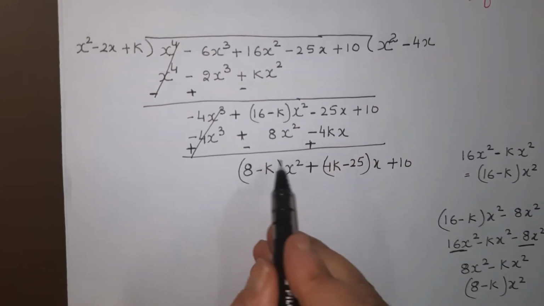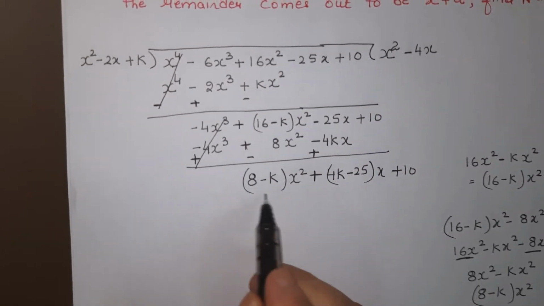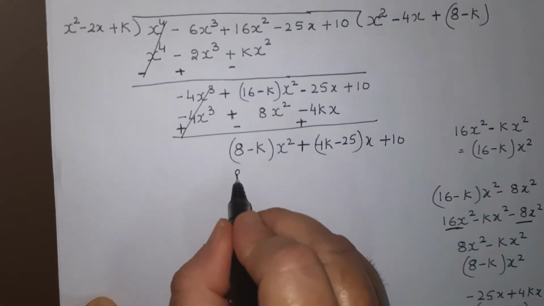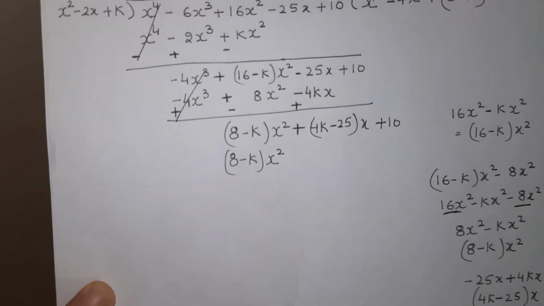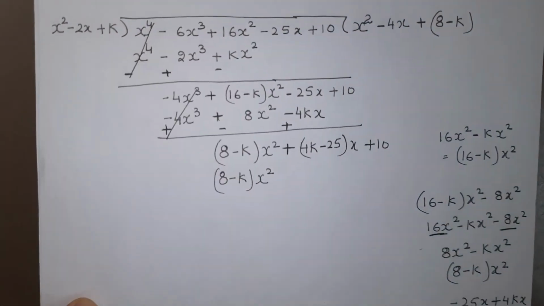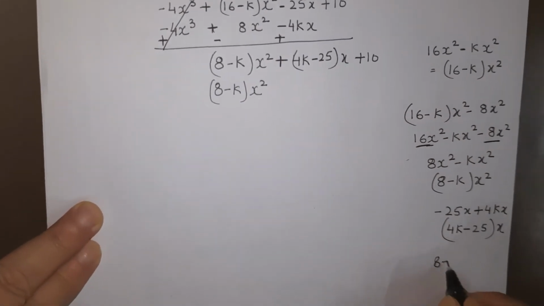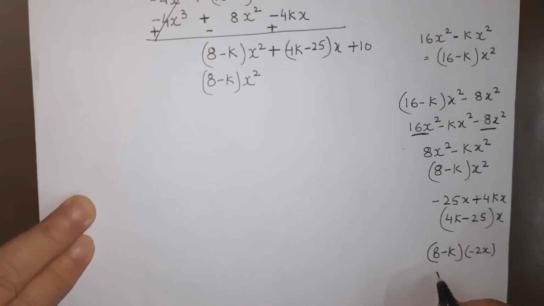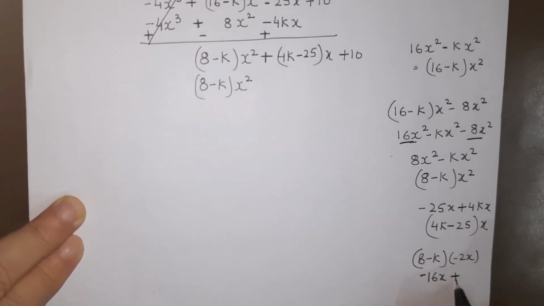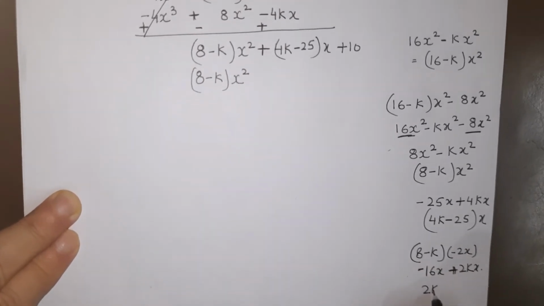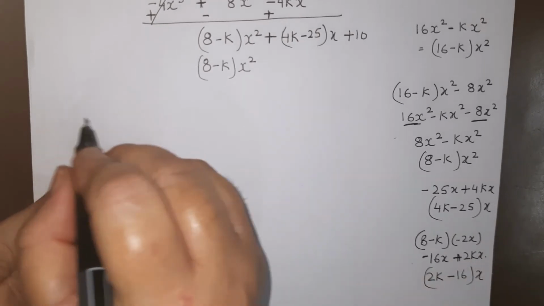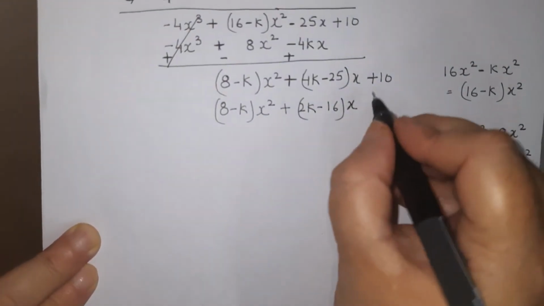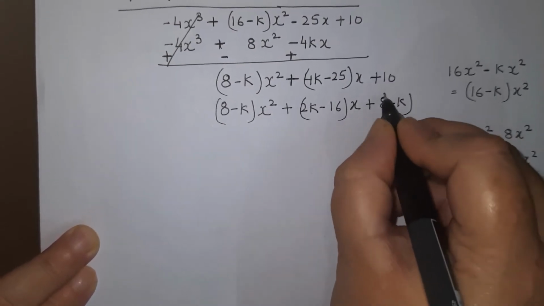Now the next term of the quotient will be this divided by x square. So it is 8 minus k. So 8 minus k multiplied by x square is 8 minus k x square. 8 minus k multiplied by minus 2x can be written as minus 16x plus 2kx, which becomes 2k minus 16 x. So this will be equal to 2k minus 16 x, and then we have 8 minus k multiplied by k.